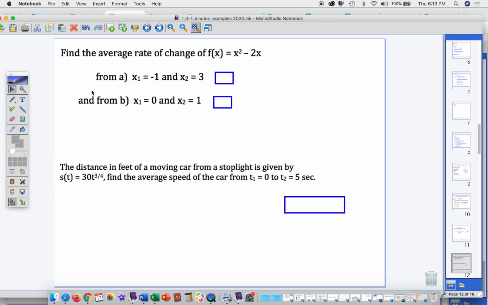Okay, let's see how you did. So hopefully you got 0 for the first one, -1 for B, and 20.06 feet per second.